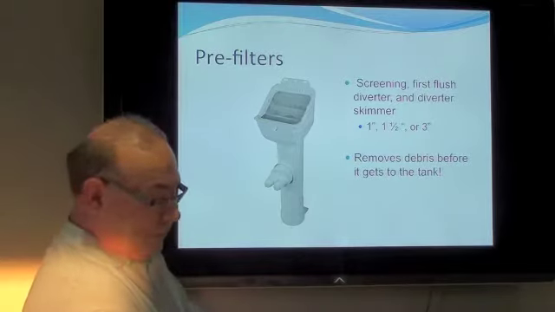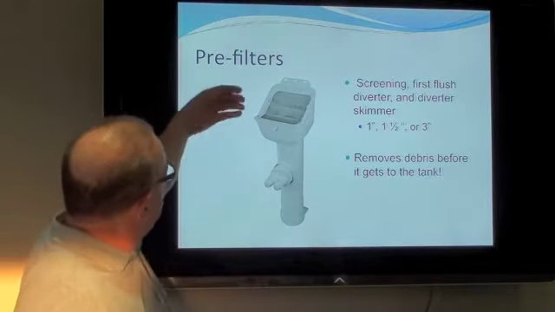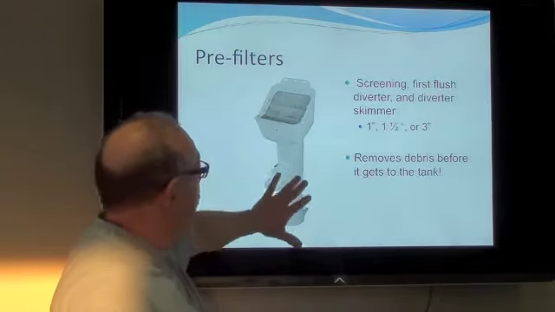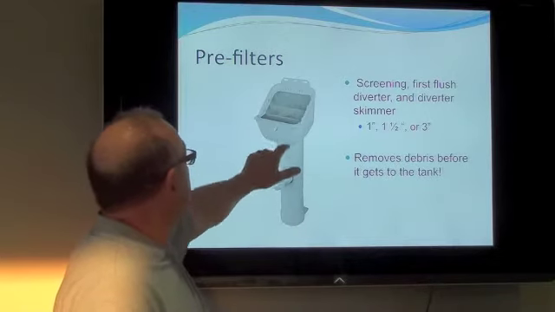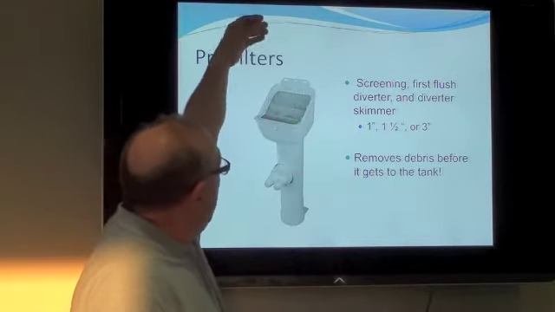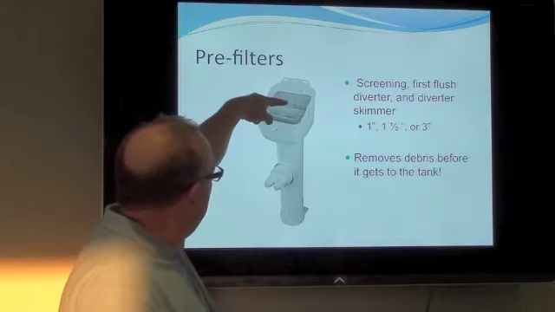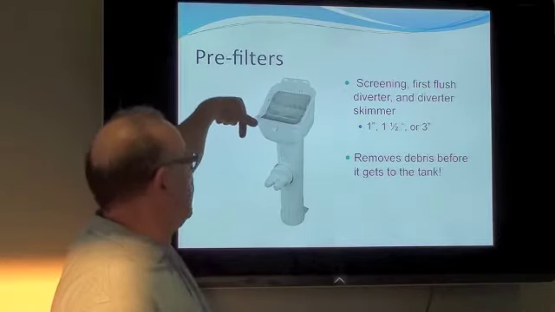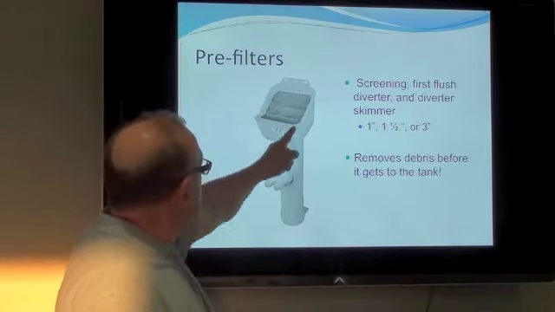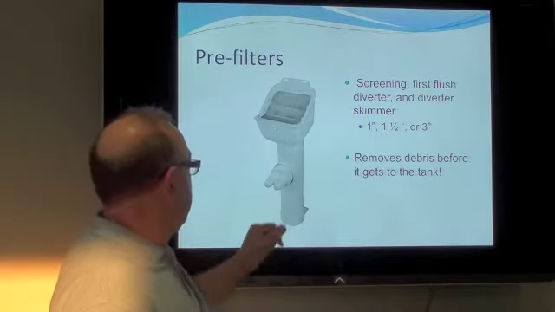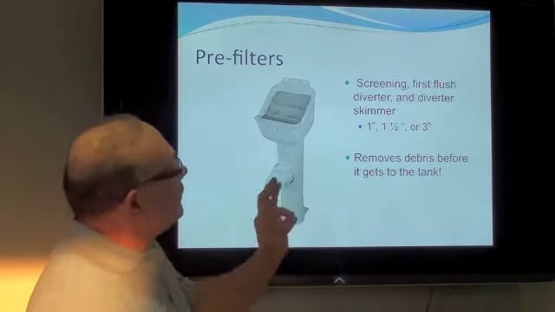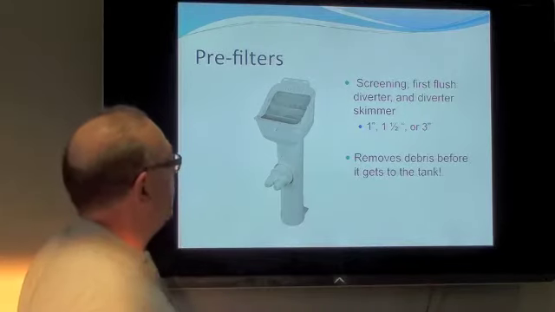Pre-filter. So, the water's coming down the downpipe and it falls into, this is one example of a pre-filter. This is a screen top, so the water drops through the downpipe into the screen top, and right away the screen deflects the gross debris. Once the water falls into the body of this housing, there's a first flush diverter built into it.